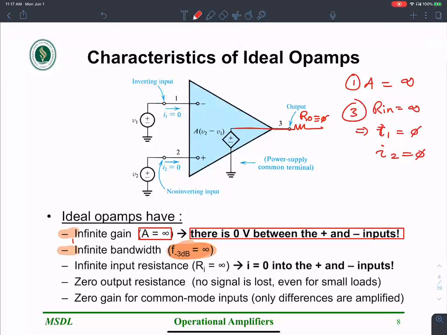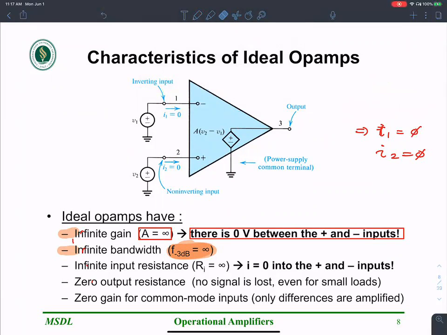Then the output resistance of the op-amp is 0. And there is 0 gain for common mode signals, and so on and so forth. If there is a signal that is common to both terminal 1 and terminal 2, then the op-amp should provide a 0 gain. It should reject common mode signals. So 5 assumptions: the gain is infinity, the bandwidth is infinity, the input resistance is infinity, the output resistance is 0, and then the gain for common mode signals is 0.